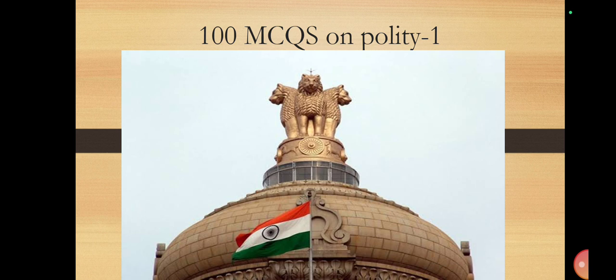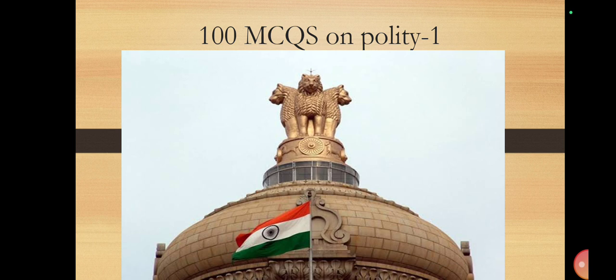Question number 39. The writ of prohibition is issued by the High Court to the lower court or tribunal to prevent the latter from exceeding its jurisdiction or usurping a jurisdiction that it does not possess. The writ of certiorari is issued by High Court to the lower court or tribunal either to transfer the case pending with the latter to itself or to squash the order of the latter in the case.